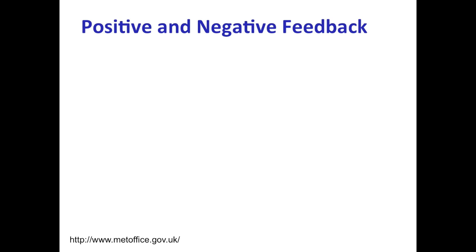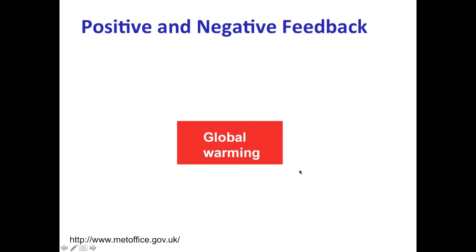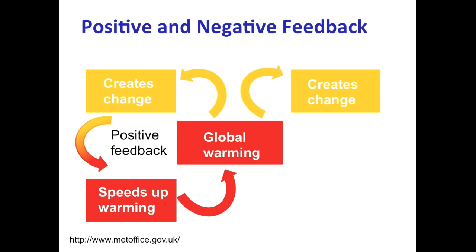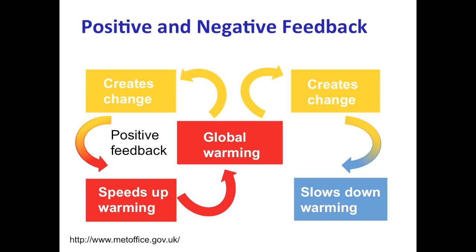Feedbacks can be positive or negative. Here we have an illustration of a positive and a negative feedback. Basically, a positive feedback cycle is a cycle where the effect reinforces the cause. This means the impact will go on increasing. Whereas a negative feedback cycle is a cycle where the effect resists the cause. This means the impact will go on diminishing.